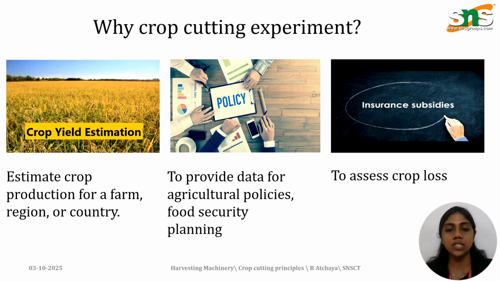In supporting policy decisions, it provides accurate data for crop insurance schemes or national food production estimates. In monitoring crop performance, it helps identify the variations due to pest, disease or environmental factors. For example, in India, crop cutting experiments are used in Pradhan Mantri Fasal Bima Yojana. It is a scheme to estimate the yields for insurance payouts, ensuring the farmers are fairly compensated.